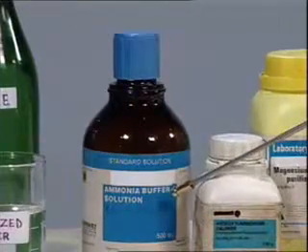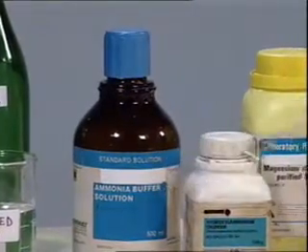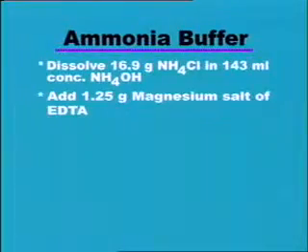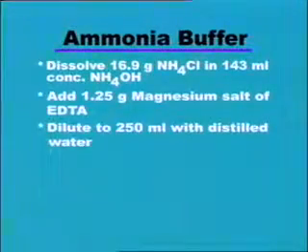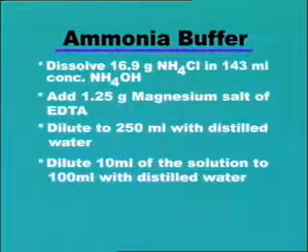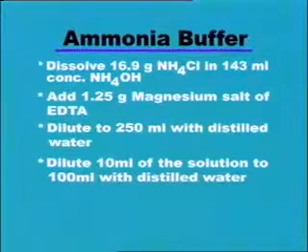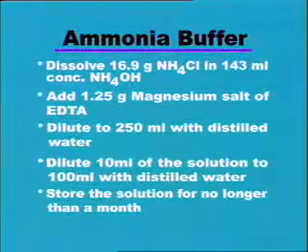The ammonia buffer is readily available, or it can be prepared by dissolving 16.9 gram of ammonium chloride in 143 ml concentrated ammonium hydroxide and then add 1.25 gram of magnesium salt of EDTA and dilute to 250 ml with distilled water. Dilute 10 ml of this solution to 100 ml with distilled water, and this solution is stored for no longer than 1 month.